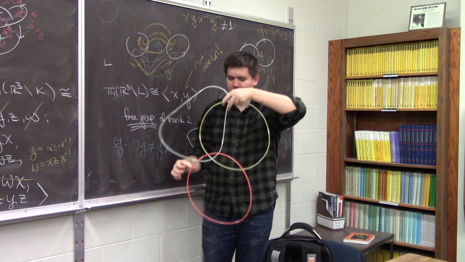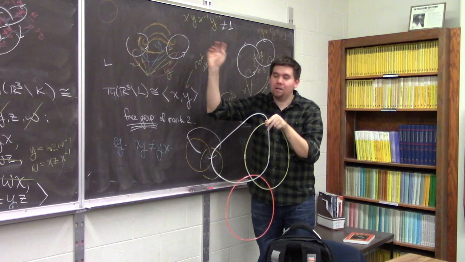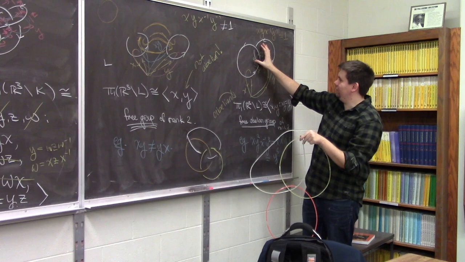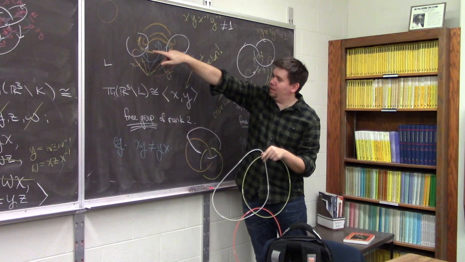But notice what happened. Here we have this white guy that's playing the role of X, Y, X inverse, Y inverse, and he's not equivalent to the trivial one in this system. But we claim that if we were to change to this setting over here, then X, Y, X inverse, Y inverse would be trivial, because this is the free abelian group. And the only difference is here, our two loops of the link were not linked. Here they are linked once.